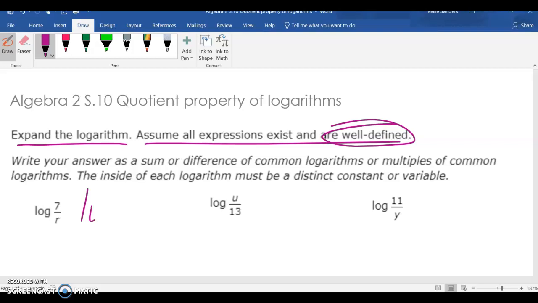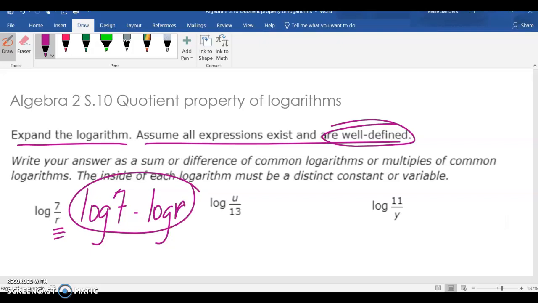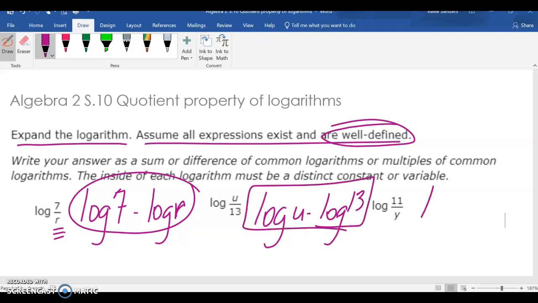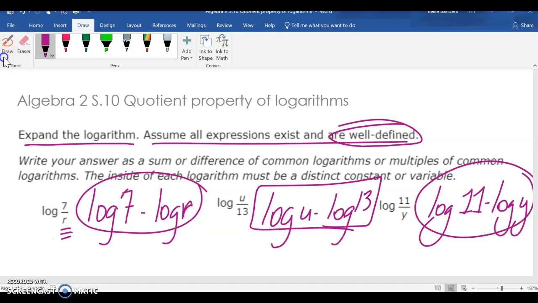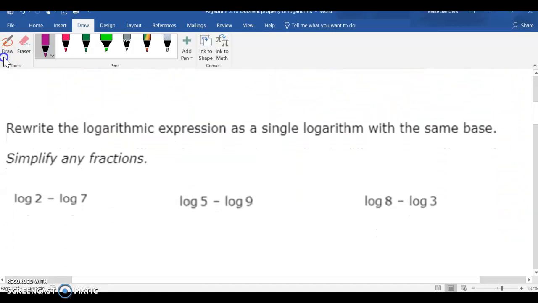Okay, so because we are dividing this and they want me to separate it, we are going to put a minus sign. That is it. That is all. Log u minus log 13, log 11 minus log y. That's all on those three. Let's see if it gets any different.